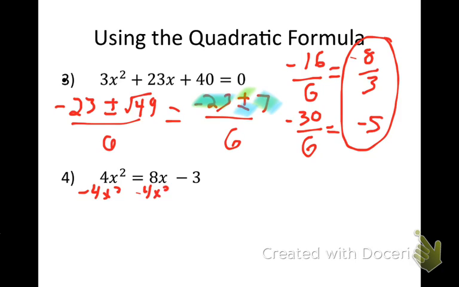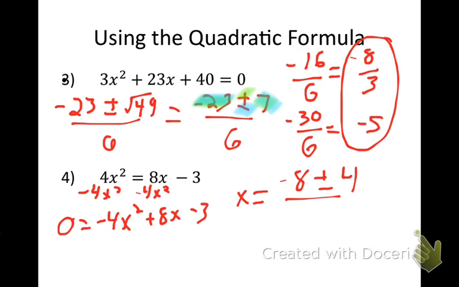So I'd get negative 4x squared. So that gives me 0 equals negative 4x squared plus 8x minus 3. And I would work that one out from there. Try that one. As you're working it out, I believe you get something like x equals negative 8 plus or minus 4 all over negative 8. And now I would do both the plus and the minus to get my more exact answers.